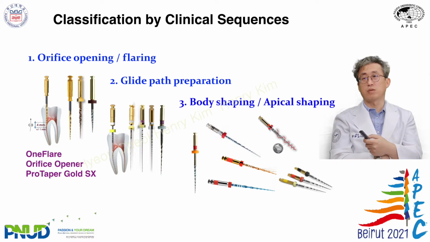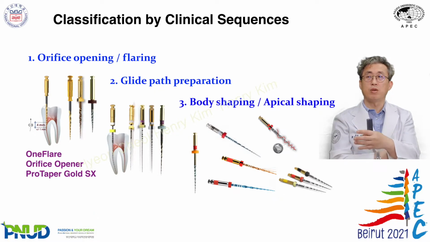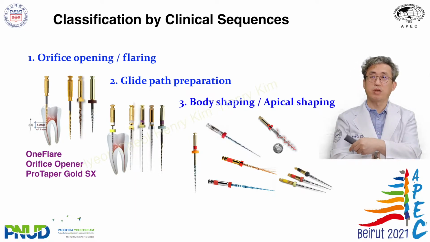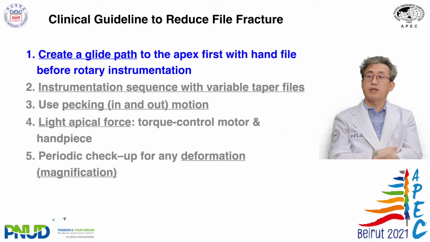Here in this lecture, the second step is glide path preparation, but you can do the glide path preparation first and the orifice flaring second. However, I recommend using the orifice flaring file first and the glide path second. It was the first guideline to reduce file fracture in the previous slide: create glide paths to reduce the fractures.